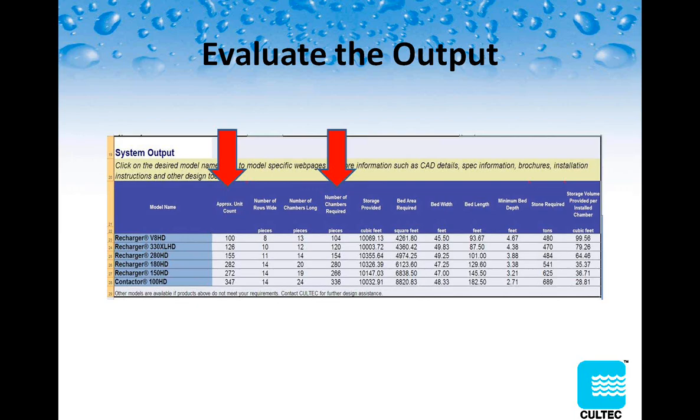And if a chamber can't be used based on your parameters, for example, if it won't fit within your restricted depth parameter, then the output for that model will show as dashes instead of numbers in the chart. And we do have other models available. However, the calculator is for our most popular and cost-effective models. If you click on the model name, it will bring you to a web page specific to that model.